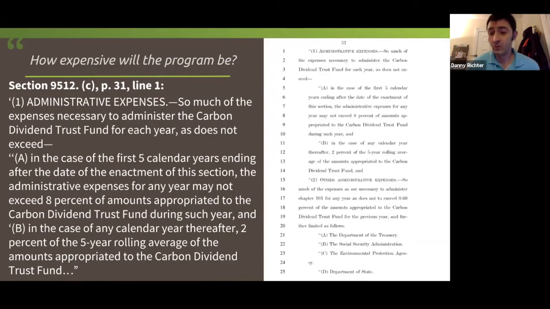So as we were crafting this text, we were already armed with the dividend delivery study, Alan Lerman's study, which he did for us. And that included a very rough estimate of administrative costs. And that amounted to about 8% of total first year costs. And we really didn't want to go above. We wanted to keep administrative costs low.